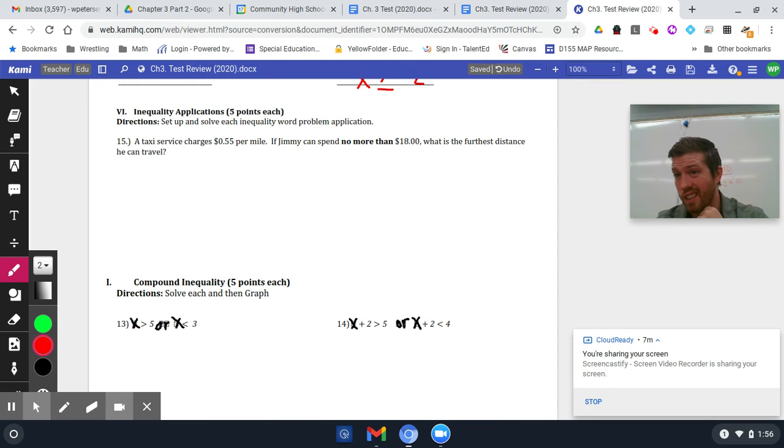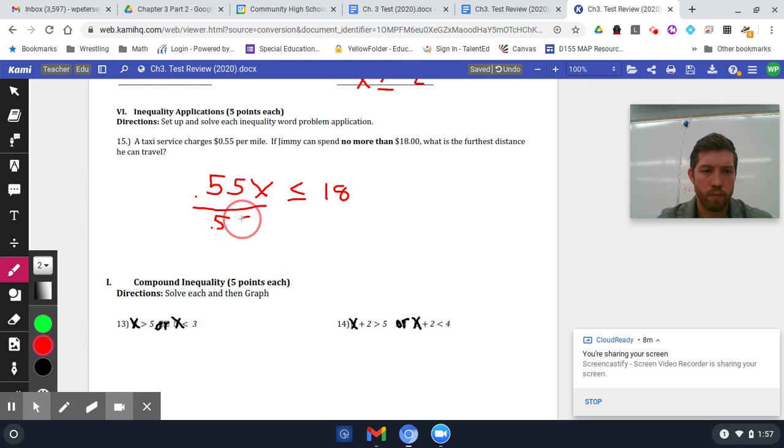All right, number 15, we can do this one together. We had one just like this on the quiz. A taxi service charges 55 cents per mile. So we have 55 cents. We do not know how many miles we are going to drive. There is no standard fee on this one. That's a big difference. Jimmy can spend no more than $18. $18 is the max he can spend. Okay, so now we have to solve this. So what's the furthest distance he can drive? We're going to divide both sides by 0.55.